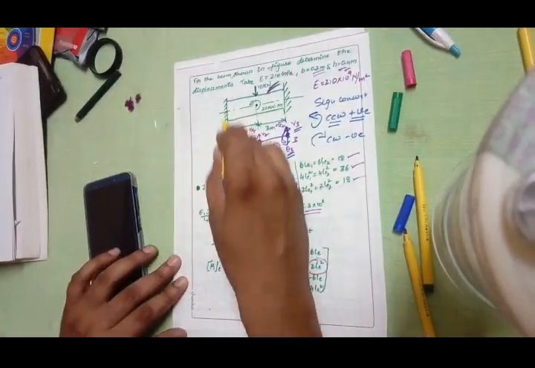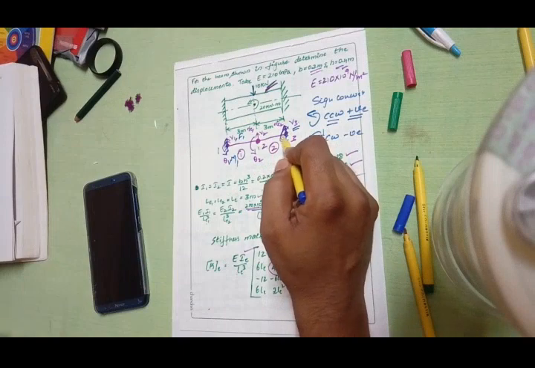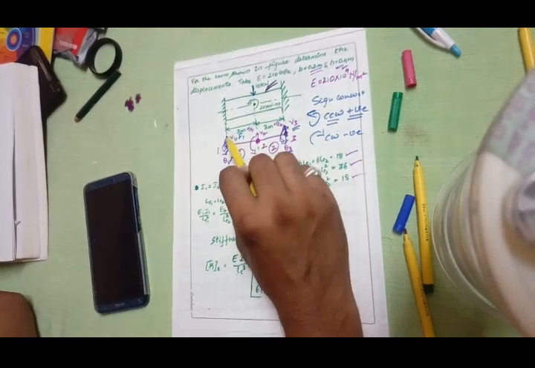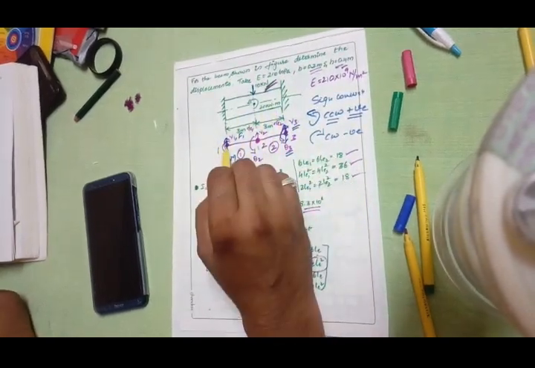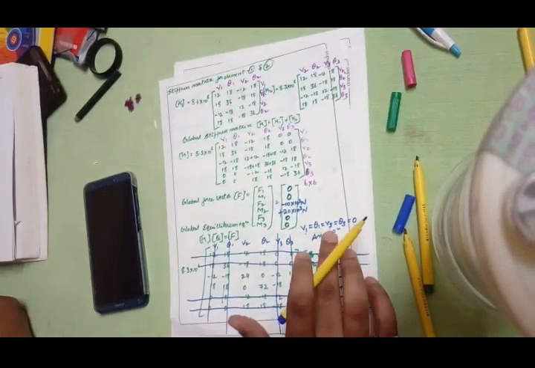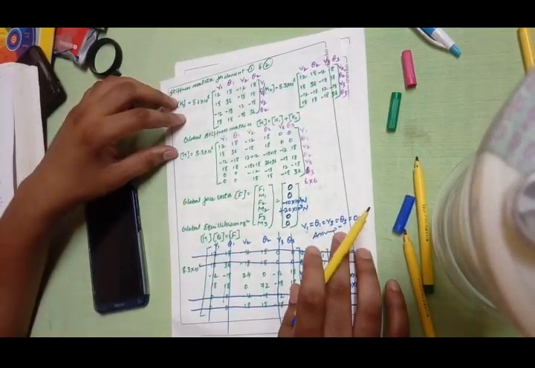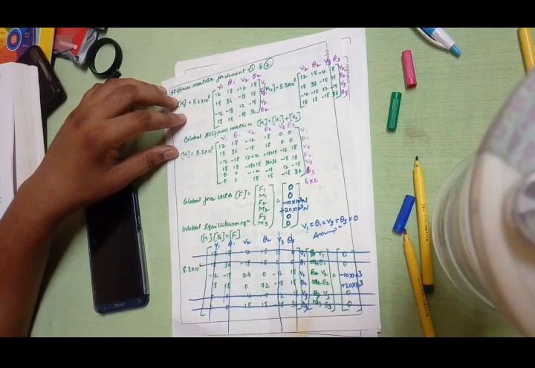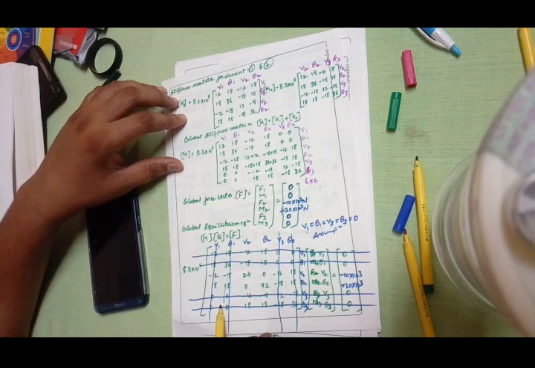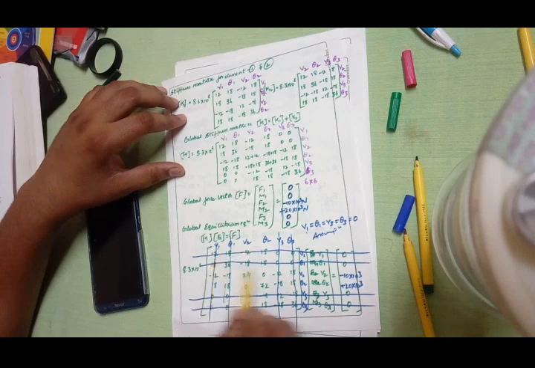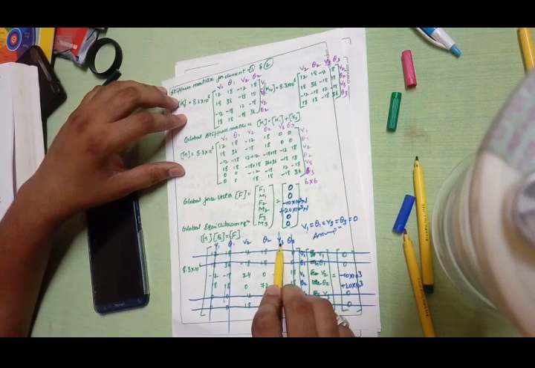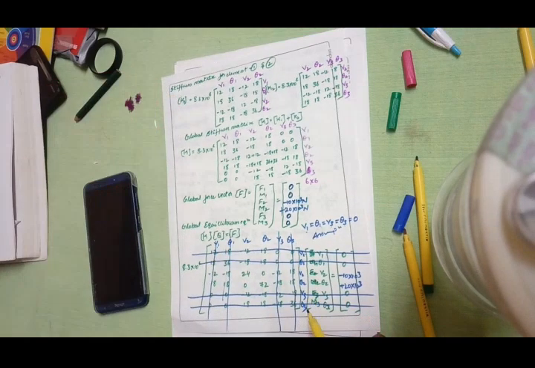Then again coming to the diagram, look at the diagram carefully. Node 1 and node 3 are completely fixed. So in order to apply the boundary conditions, I'll take V1, theta 1, V3, theta 3 as 0, because they're completely constrained at the ends. Once you take that as 0, in the global equilibrium equation you need to delete the respective rows and columns associated with V1, theta 1, V3 and theta 3. I have deleted the V1, theta 1 columns as well as rows, and similarly for V3, theta 3.